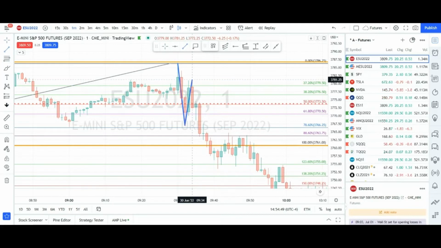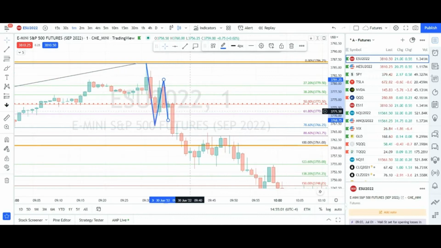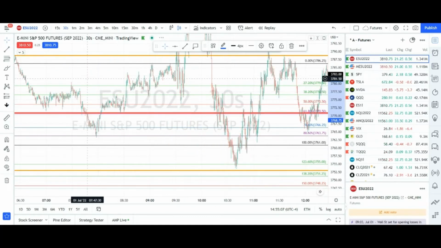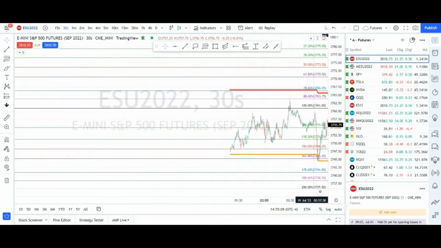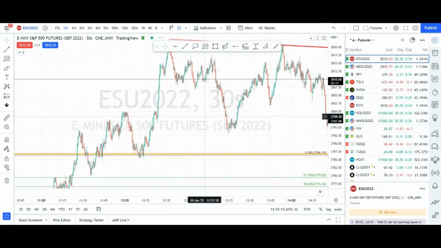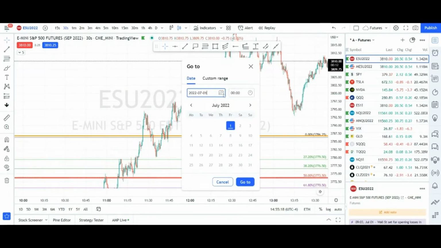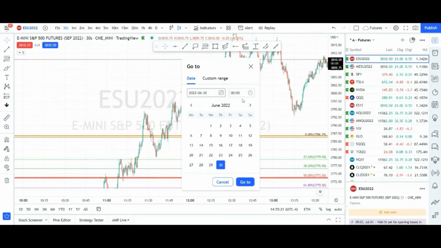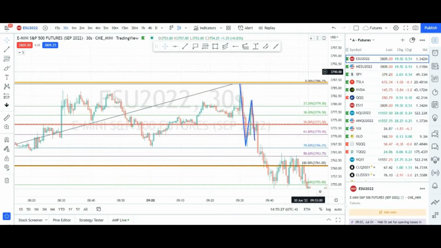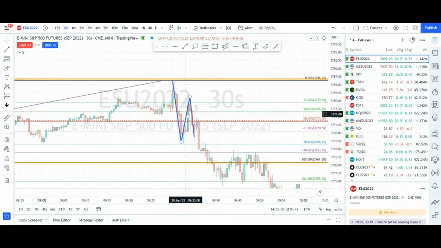Now the market came down here. Did it break the previous low? No. Okay, this is a consolidation area. The price is consolidating here, means it is going sideways. If you see 30 seconds and other, okay, then you can see the price came down.